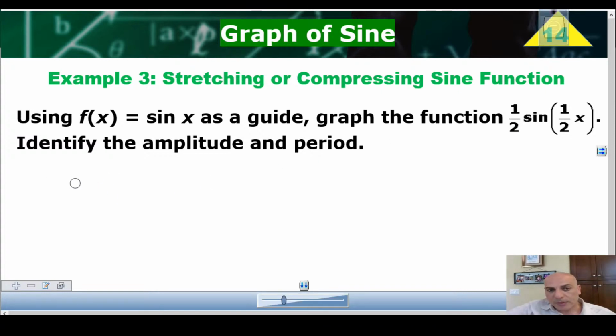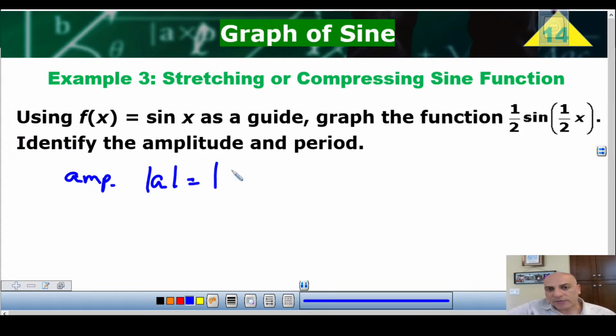I should say the amplitude is going to be the absolute value of a, which is the absolute value of 1/2. Well, that means 1/2. But guess what? This guy is half as tall as the parent. No problem. How about the period?